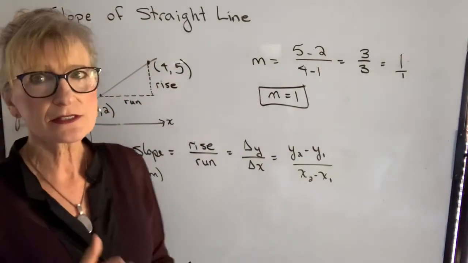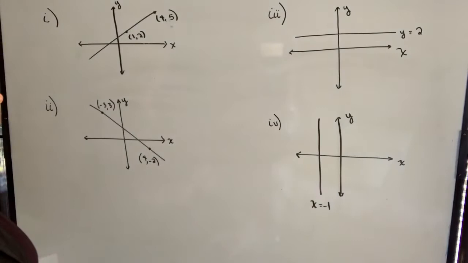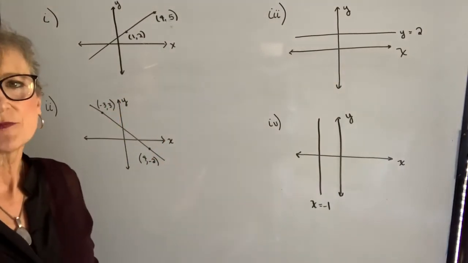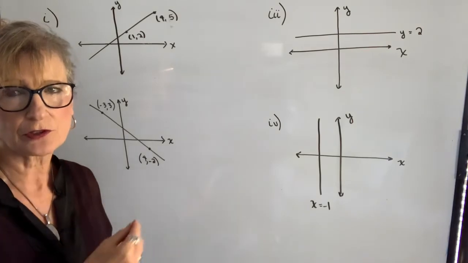Let's take a look at certain types of lines and what their slopes are. Let's take a look at these 4 examples, and I just want to point out something about the slopes of these particular lines.